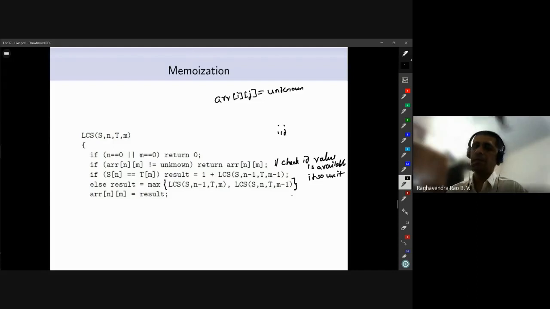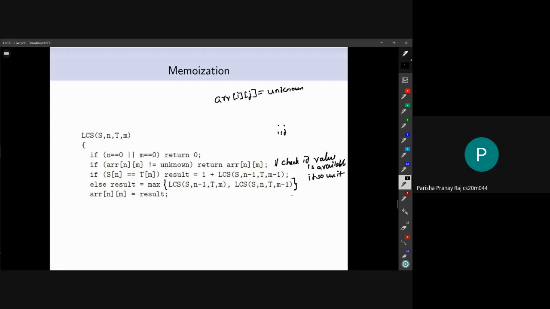So this is a simple trick for memoization, and this is very common in dynamic programming. We'll see another example. I will not really go into the details of this. Yeah, I can take a quick question.